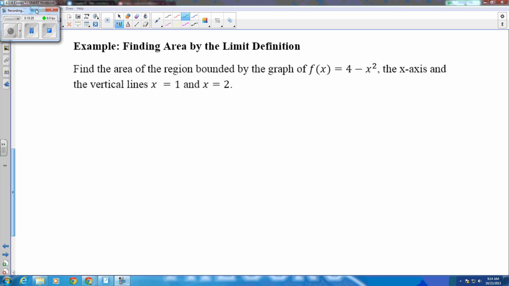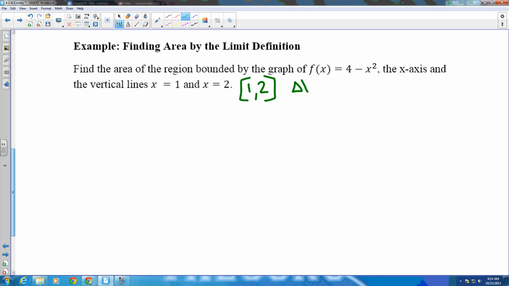To save us a little bit of time, we're just going to do this example and skip the next one, although the next one we would do the exact same way, only with y's instead of x's. So let's just do this next example. We're dealing with 4 minus x squared when our vertical lines are 1 and 2. So our interval is 1 to 2. And our delta x is b minus a over n, which is 2 minus 1 over n, or 1 over n. And our c_i is a plus i times delta x, 1 plus i times delta x, which is 1 plus i over n. And now we're going to put everything in there where it belongs.